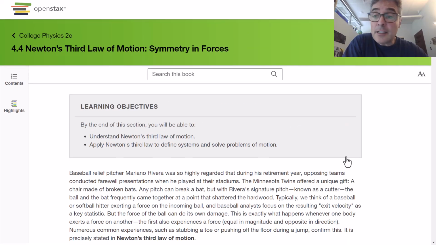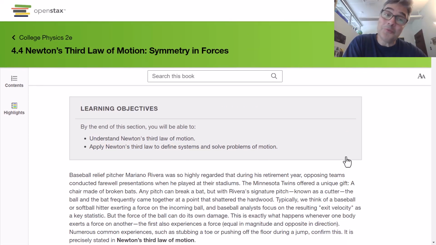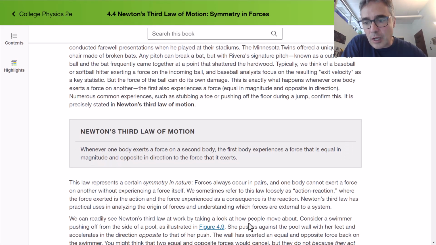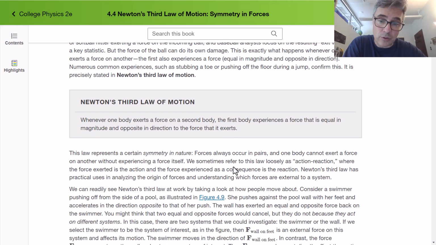And lastly today is section 4.4 on Newton's third law. You knew it was coming, right? Okay, so Newton's third law is the most famous one. It's the equal and opposite thing, where every action has an equal and opposite reaction. So they state it as whenever one body exerts a force on a second body, the first body experiences a force that is equal in magnitude and opposite in direction to the force that it exerts.